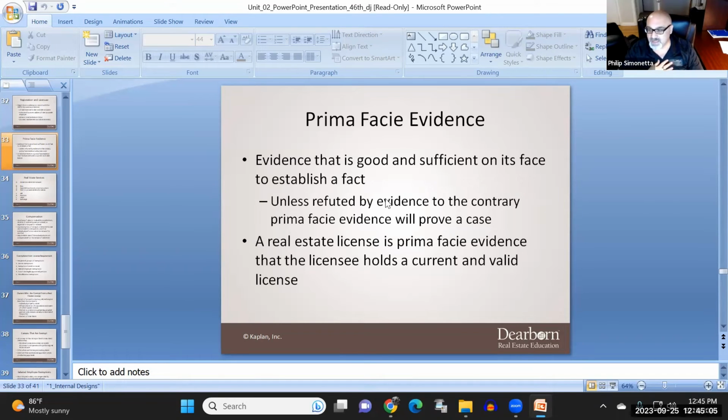Like if I say I'm a real estate agent and I look up online and show you my license, that's prima facie evidence I'm a licensed agent. It just proves it, right? So that's used in court. If they need to prove I'm a real estate agent, they say, here's his license. There's nothing to say. Here it is.